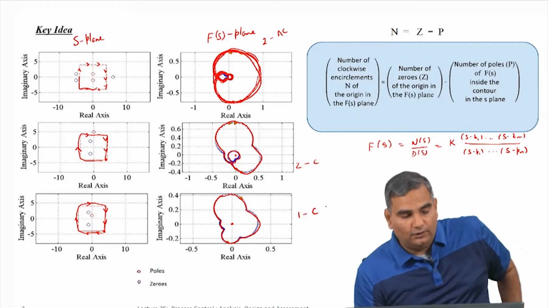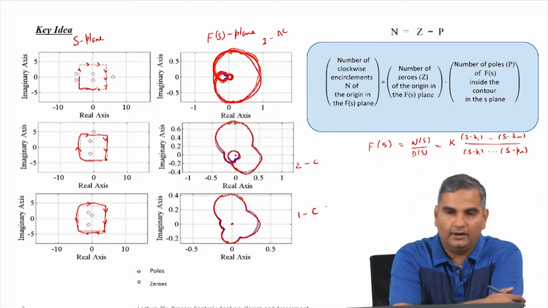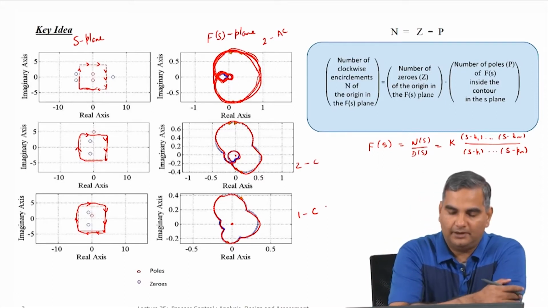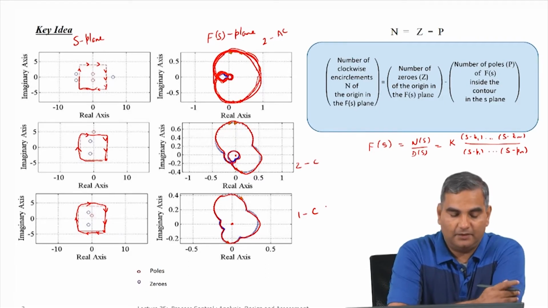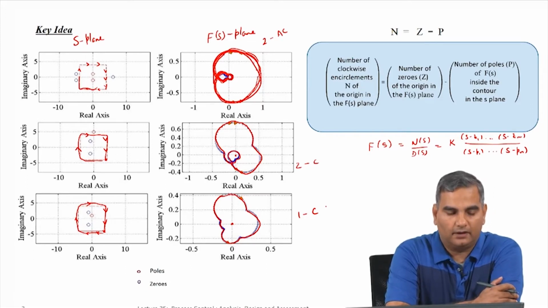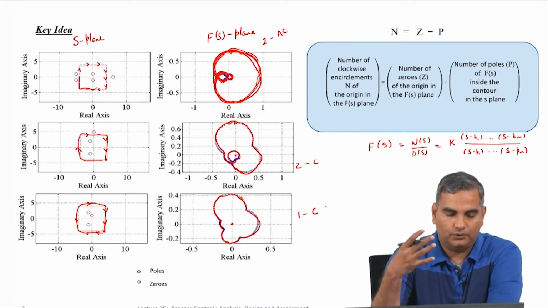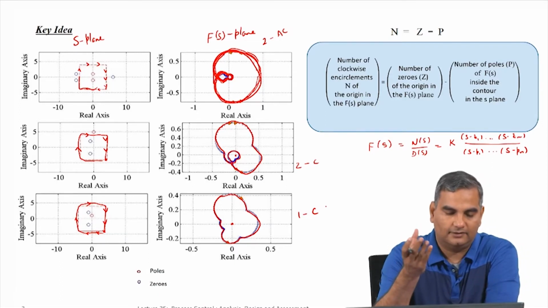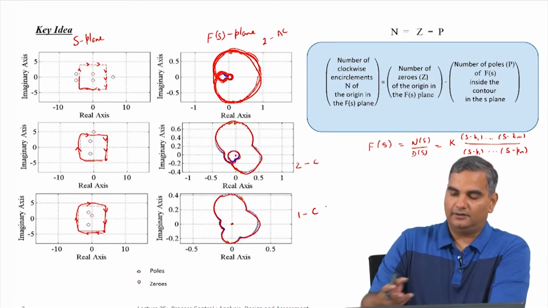Okay. So, now you might ask, why is it sometimes in the f of s plane I have one encirclement, sometimes I have 2 encirclements, sometimes in the clockwise direction, sometimes in the anti-clockwise direction, while I am always having my contours in the s plane in a clockwise direction. Okay. So, the result that puts all of this together in a single statement which handles all of these cases is the following.